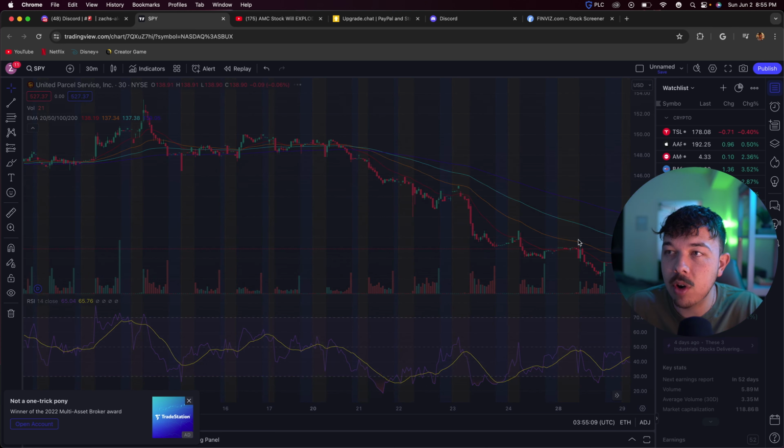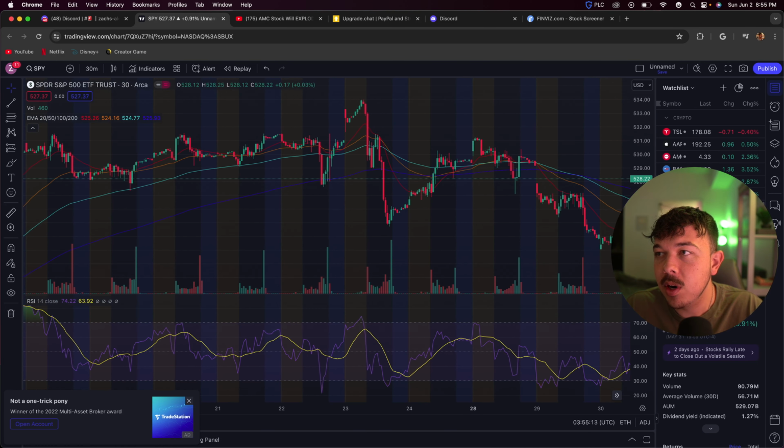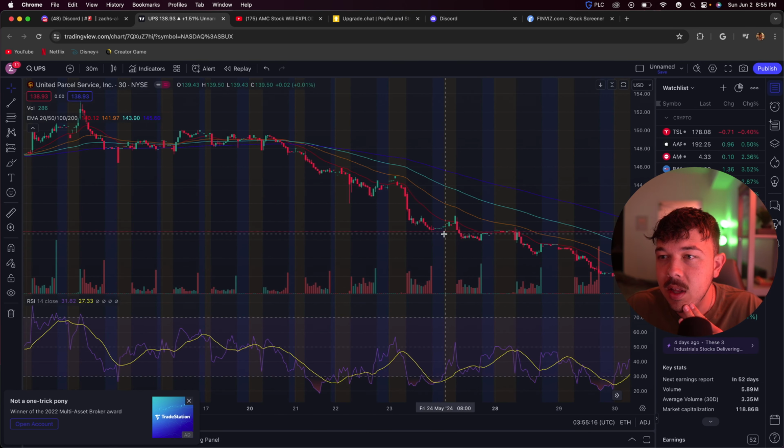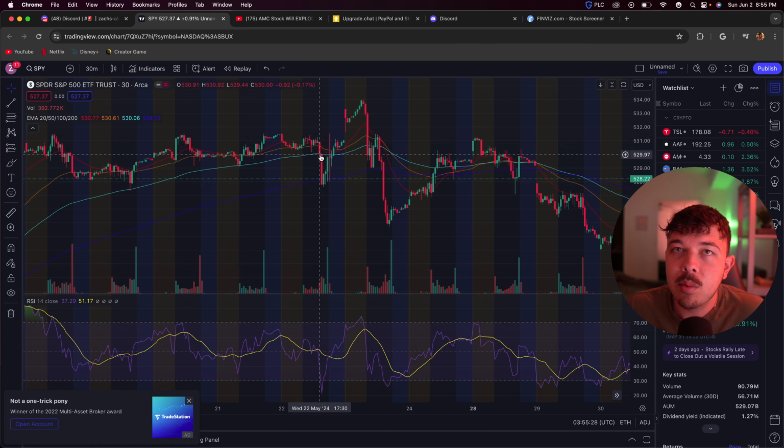but then we saw pretty major red candlesticks very early in the day, so I decided to stay with the trade. UPS just kept its downward trend into the rest of the day, where I was able to make a pretty nice sell. With SPY, it took a massive nosedive, tried to make a little bit of a return here, and then went down.